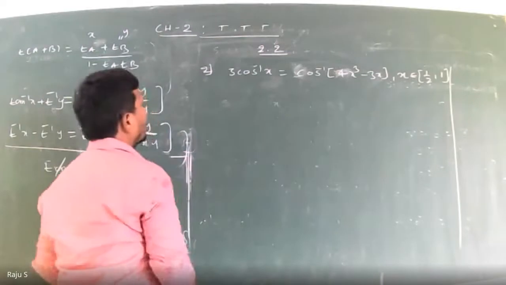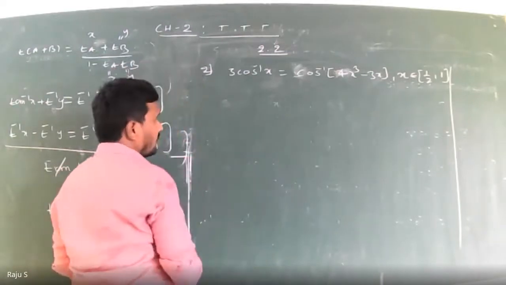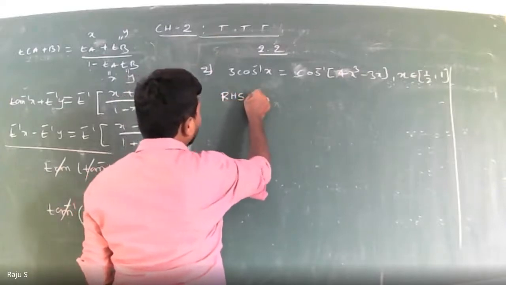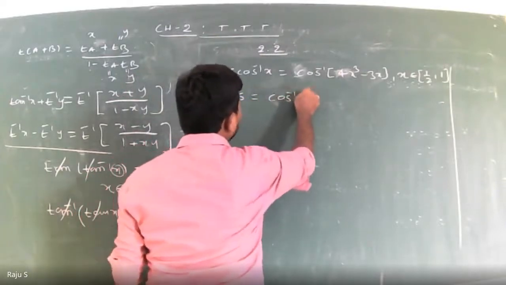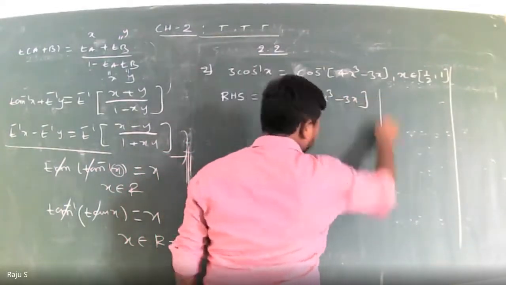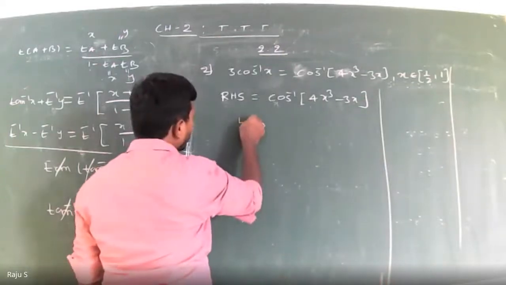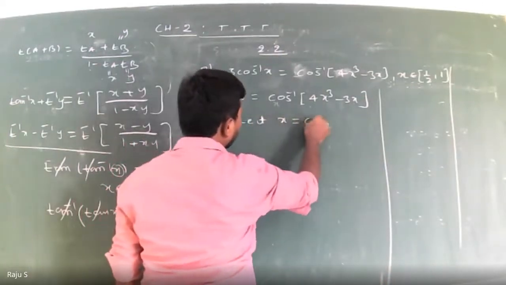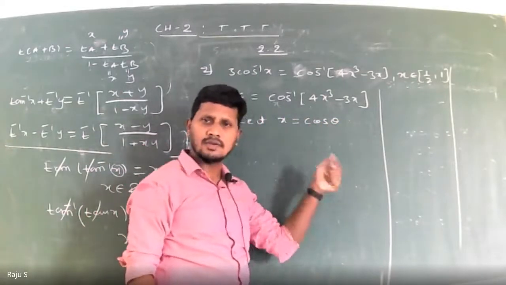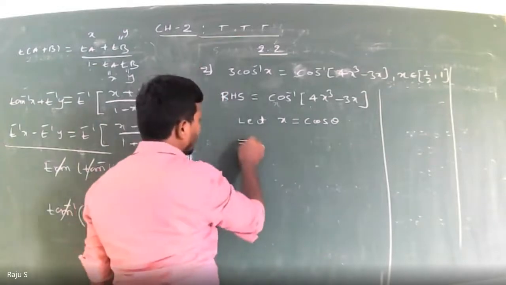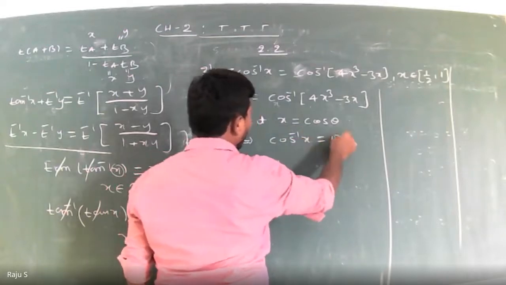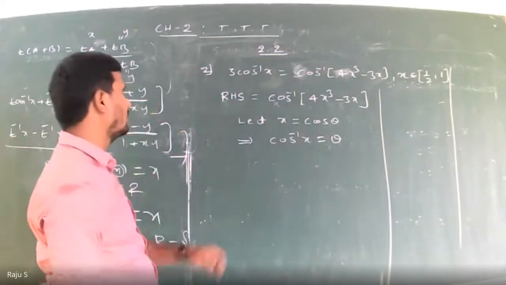How to prove that 3 cos inverse x is equal to cos inverse of 4x cube minus 3x? Simple. I am taking RHS. I am going to prove that LHS. So what is RHS? Cos inverse of 4x cube minus 3x. In this equation, I want to take x is equal to cos theta, or x is equal to cos y, cos z, whatever it is. Which implies cos inverse x is equal to theta.